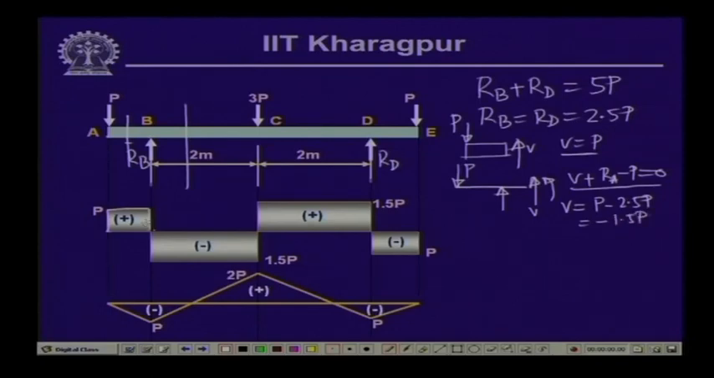So, from plus P it goes to minus 1.5 P at this particular point. This is what is indicated in this diagram, this is 1.5 P. Now, between B and C, since there are no loads, the 1.5 P continues up to the left of this load at C. Now, if we take a free body diagram taking a section over here, then we have the concentrated load P acting here, we have the reactive force R B over here, we have the concentrated load which is 3 P over here, and at this section we have again the shear force V.